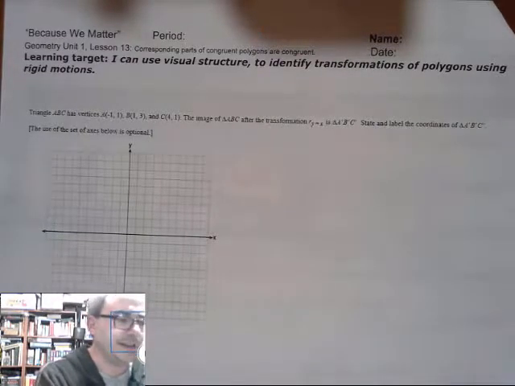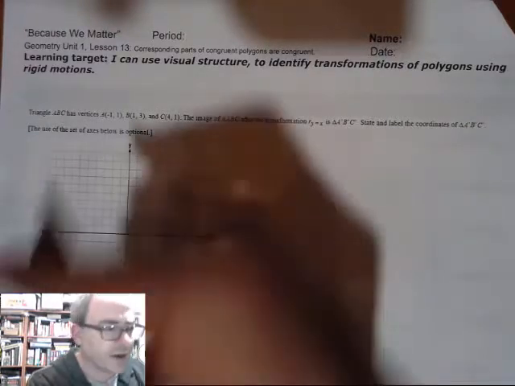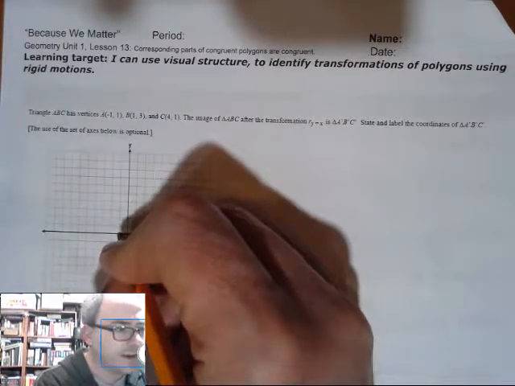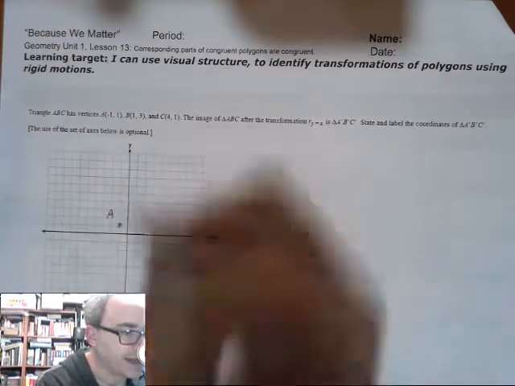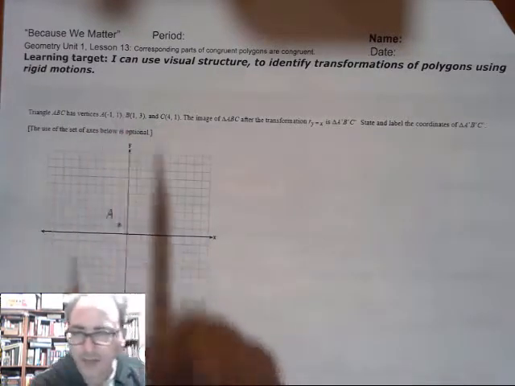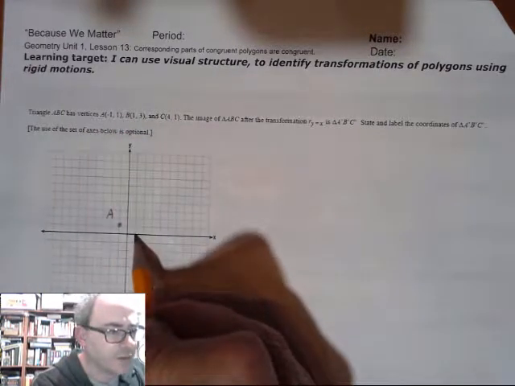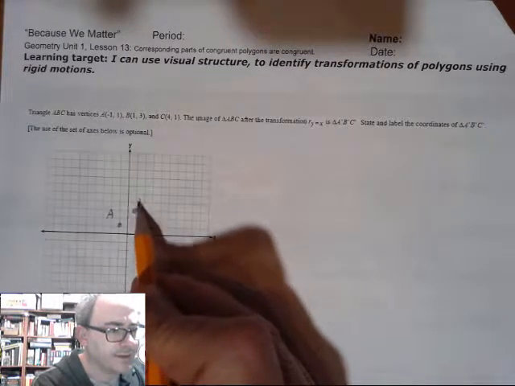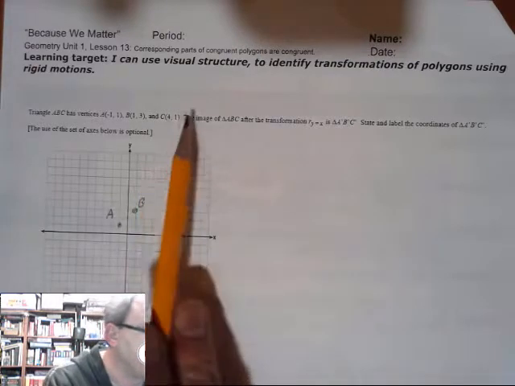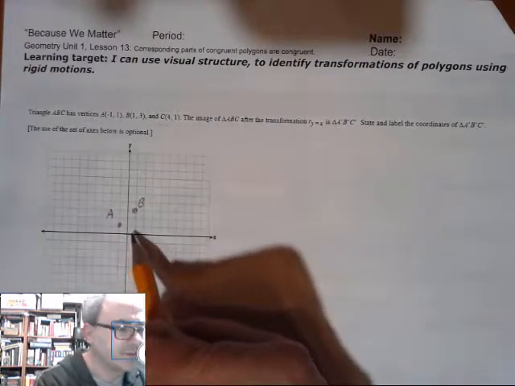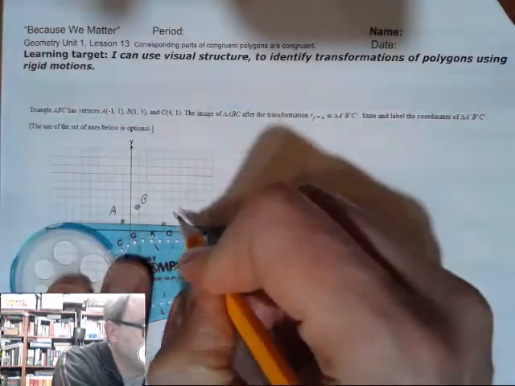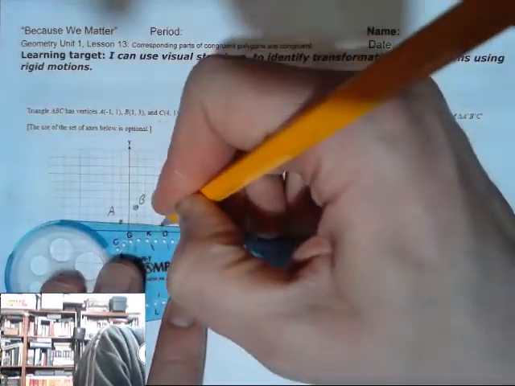Triangle ABC has vertices A at -1, 1. So I have to go back on my x-axis, back 1, up 1. So there's point A. B is at 1, 3, where x is 1, y is 3. Where x is 1, to the right 1, up 3. 1, 2, 3. There's B. And C, where x is 4, y is 1. Where x is 4, 1, 2, 3, 4, y is 1 right there. So this is my triangle that I have. I'll put a C there. This is what we call the pre-image.